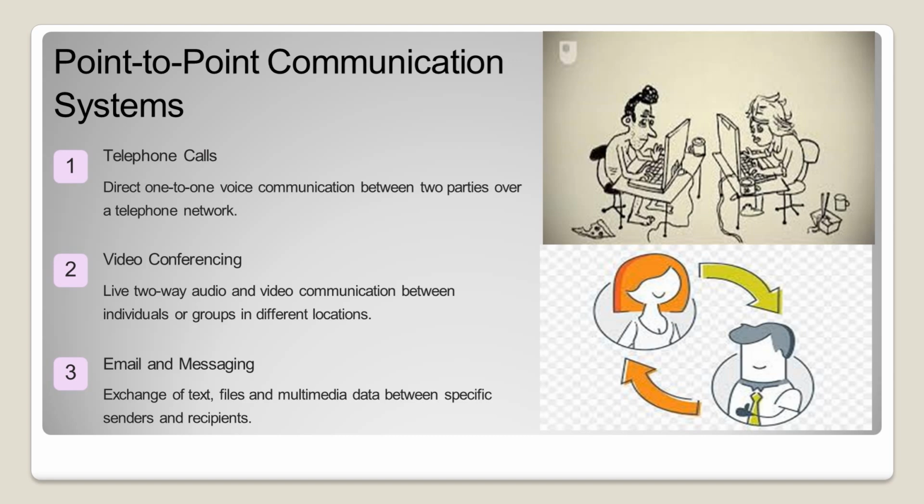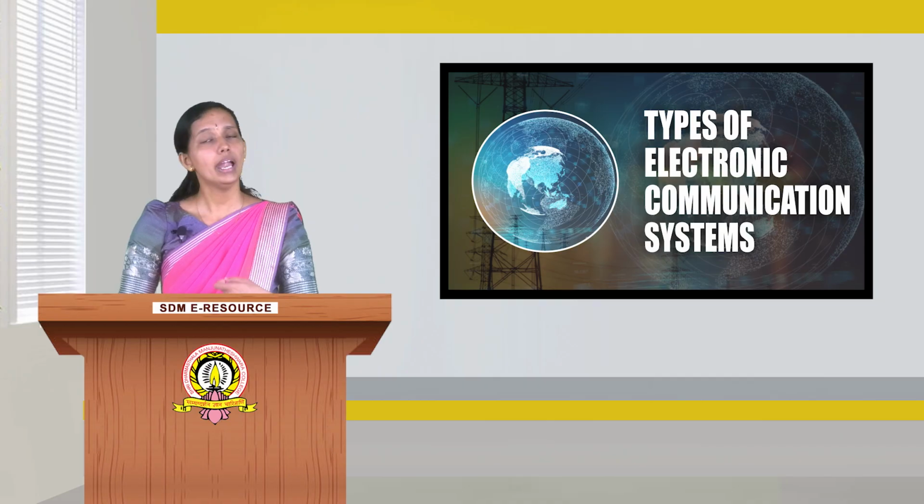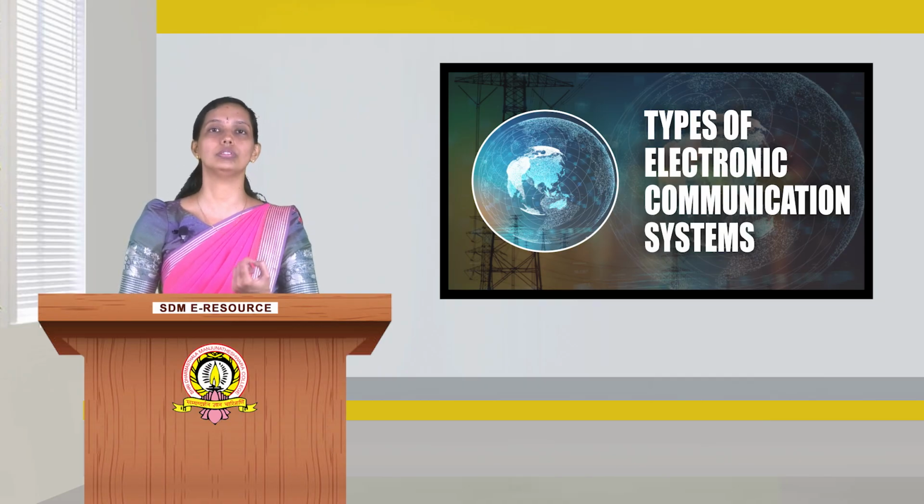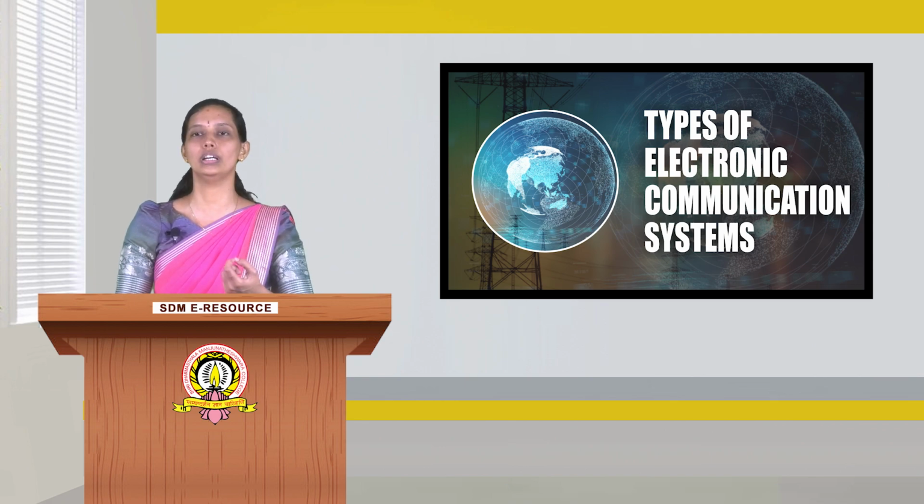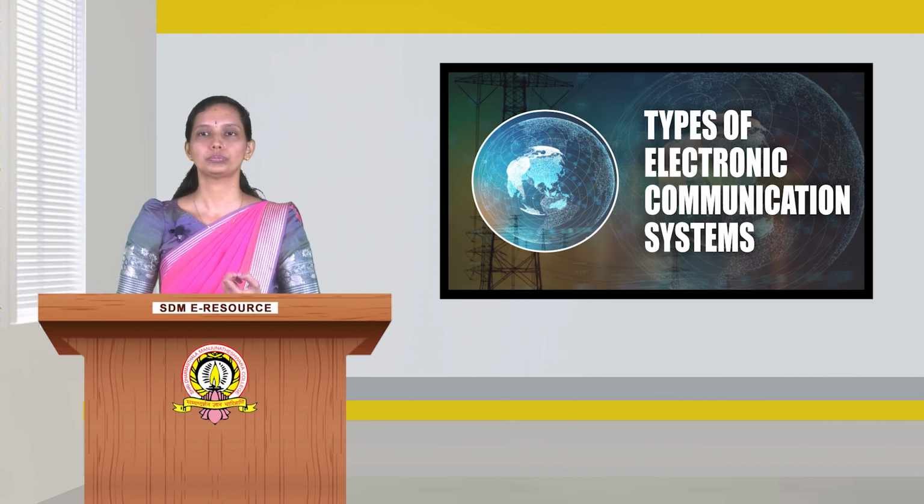Next, based on the destination end, there are point-to-point communication systems. In telephone calls or mobile calls, we are directly connecting to a specific point, transmitting information to a particular point. Direct one-to-one voice communication between two points or two parties over a telephone network, called a telephone call, is an example of point-to-point communication. Even video conferencing, a live call over the mobile network, may be between individuals or among groups.